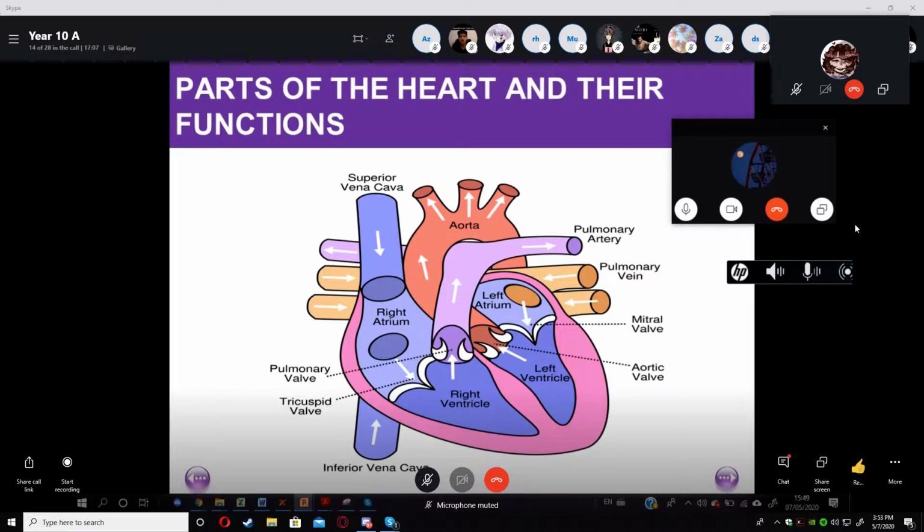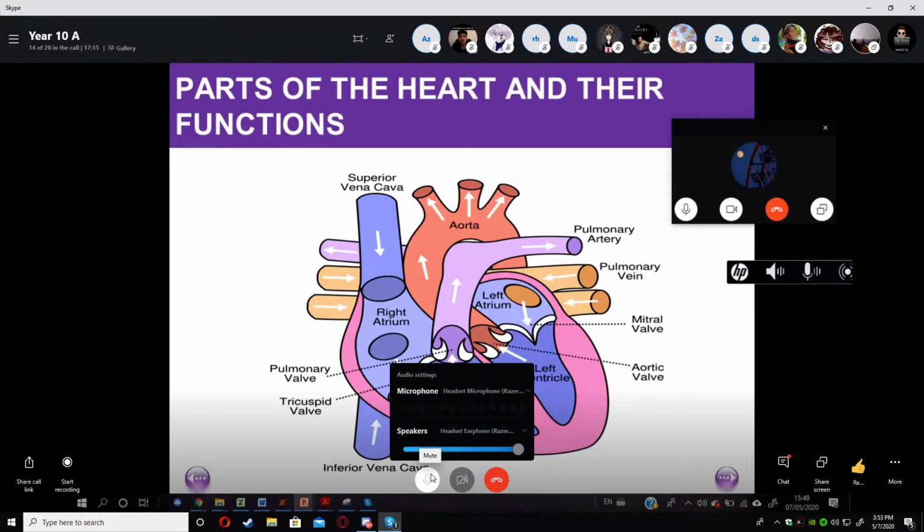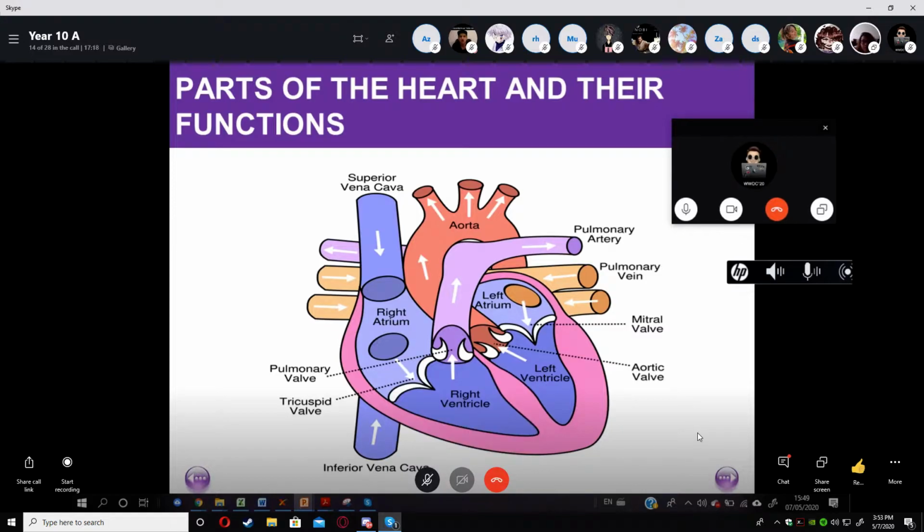Okay. Now, Miss, could you repeat this thing before you stopped? The valve? Which one? The semilunar valve? Yeah. The semilunar valve is here. It's a moon-shaped valve. Therefore, it's called semilunar valve. And this valve which is in the opening of the aorta is called aortic valve. And the one which is in the opening of the pulmonary artery is called the pulmonary valve.